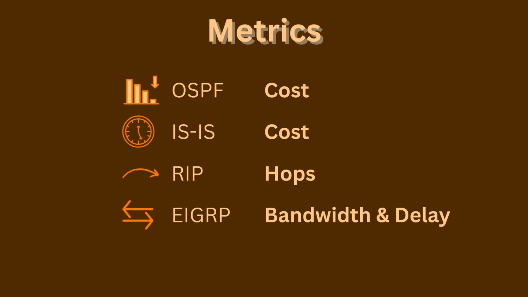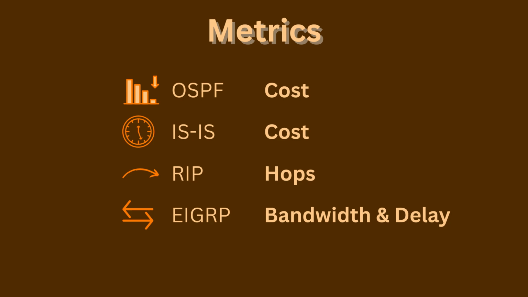What are metrics and why do they matter? Metrics are values that routers use to decide the best path when multiple routes exist. Think of them like a scorecard. The lower the score, the better the path. Different routing protocols use different scoring systems. OSPF, cost, based on bandwidth. IS-IS, cost as well, but calculated differently.